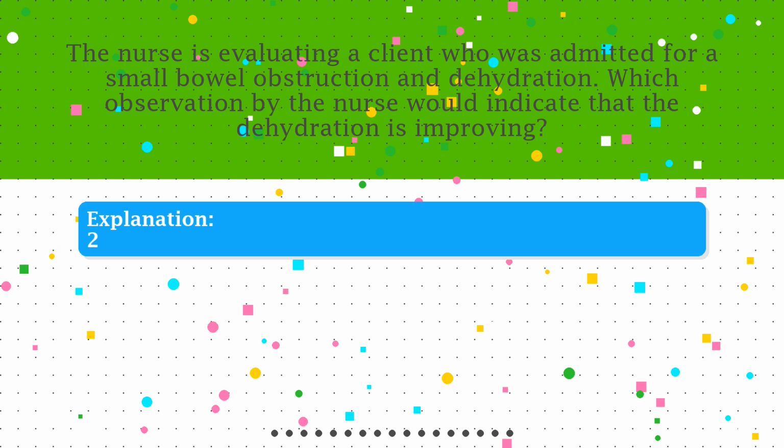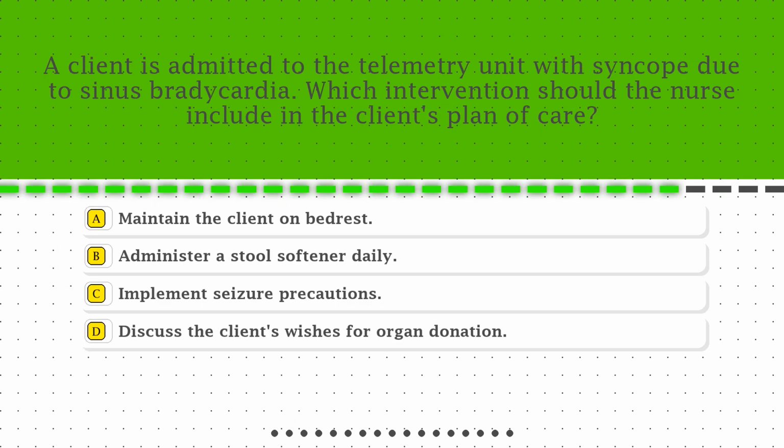Question 3. A client is admitted to the telemetry unit with syncope due to sinus bradycardia. Which intervention should the nurse include in the client's plan of care?